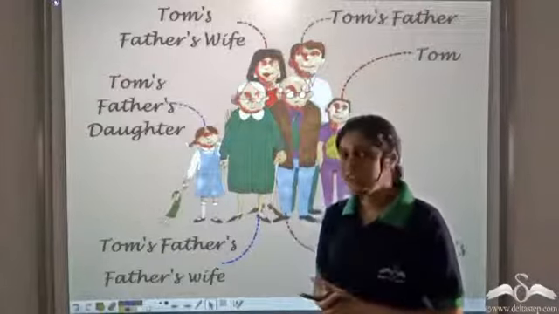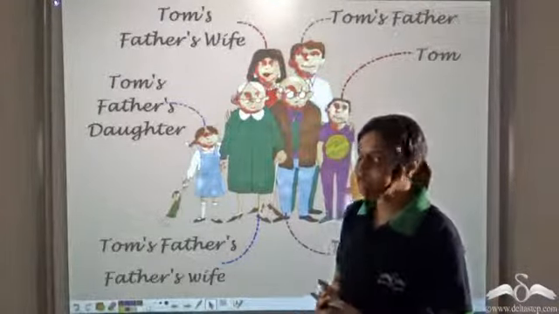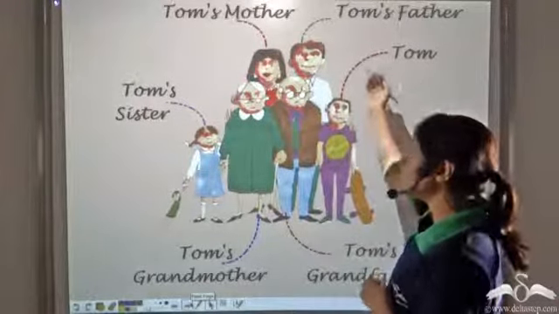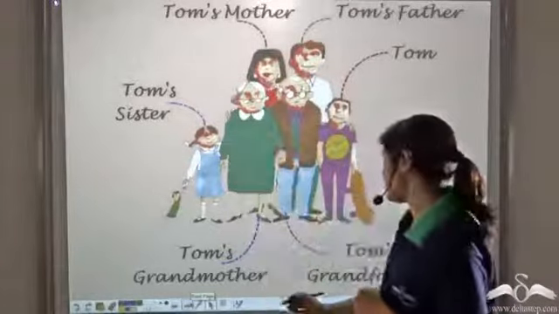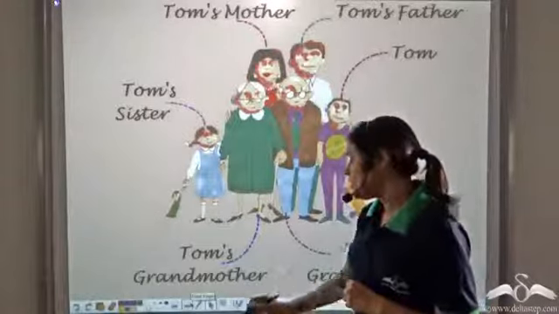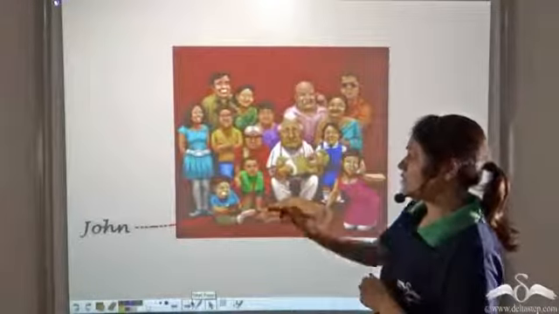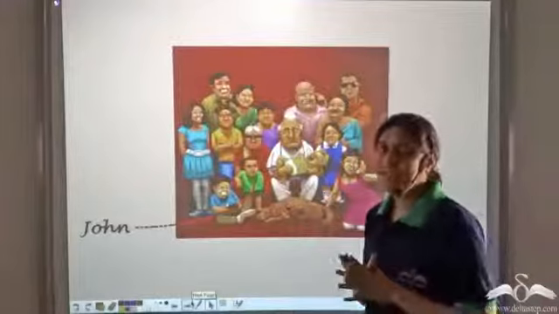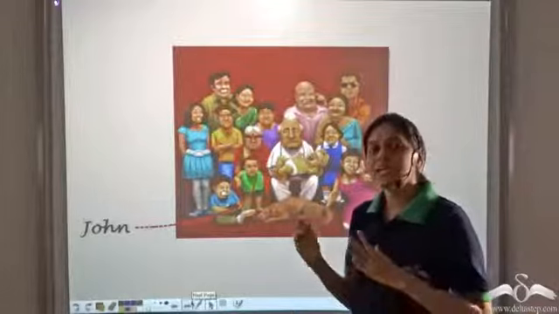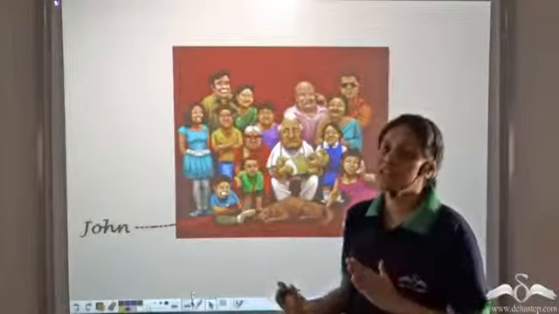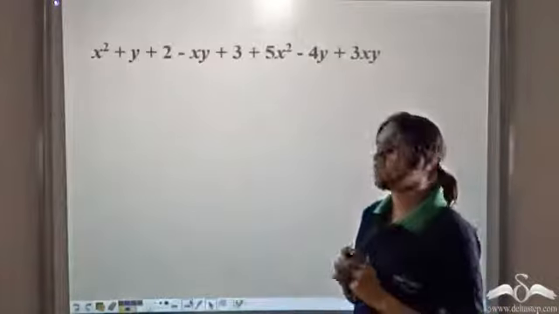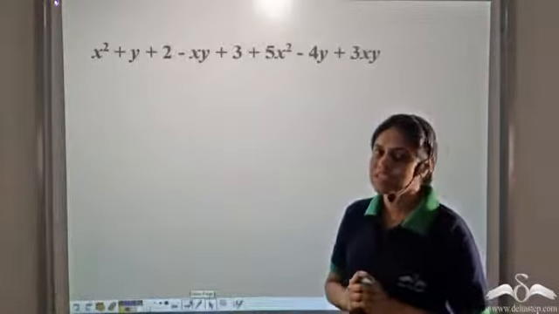Well, wasn't it very complicated? Thankfully, English has simpler words like Tom's father, Tom's mother, sister, grandmother, grandfather to save us from this confusion. If you think of this family, this is John's family. And think how messy describing relations in this family would become if we didn't have simpler words in English to represent relations. As in English, simplification is required in mathematics as well.